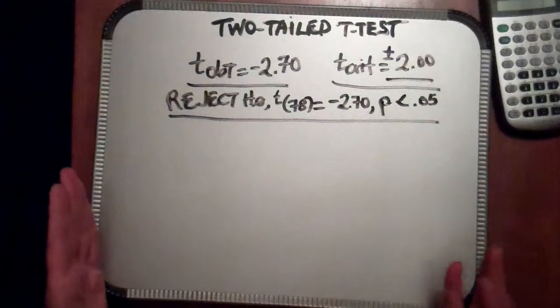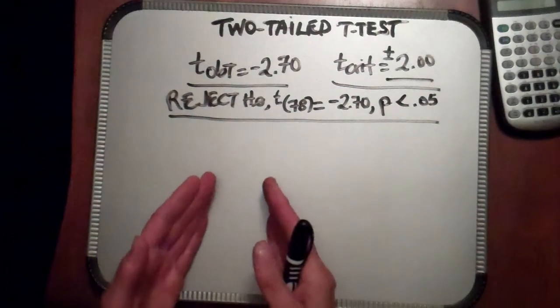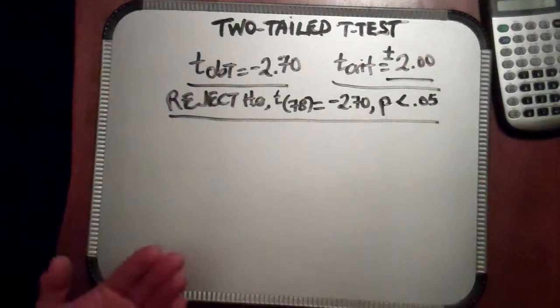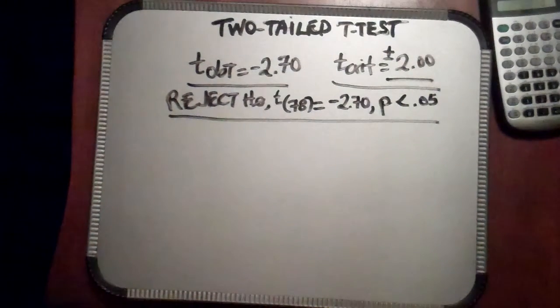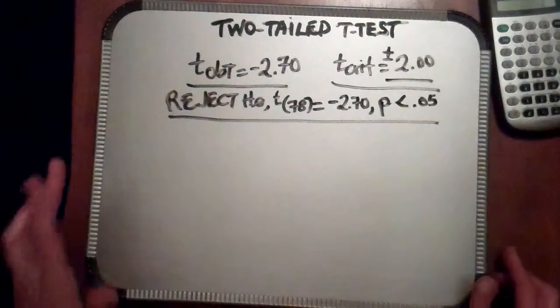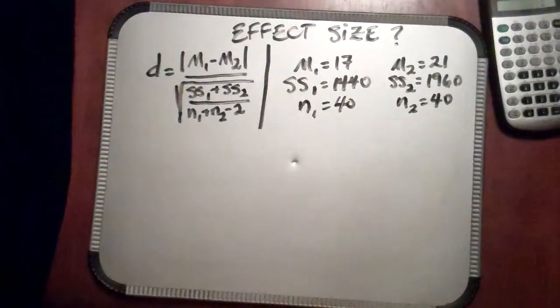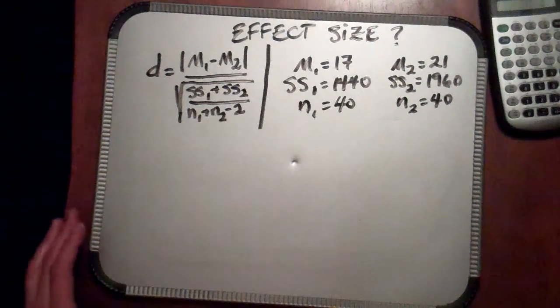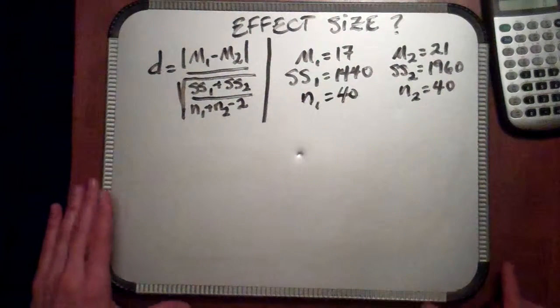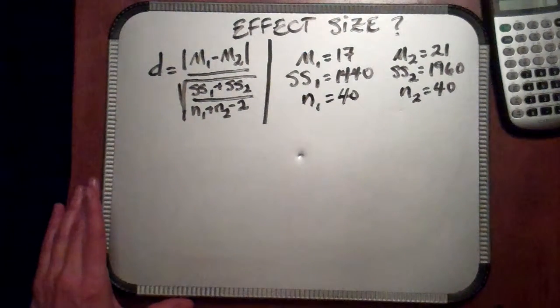But now you all know you cannot stop here. This is only telling you the probability of getting this amount of difference, the amount of observed difference between groups, by chance alone. And you have to do an effect size test to find out how large the difference is between your groups. And that is the size of the effect that you've observed.